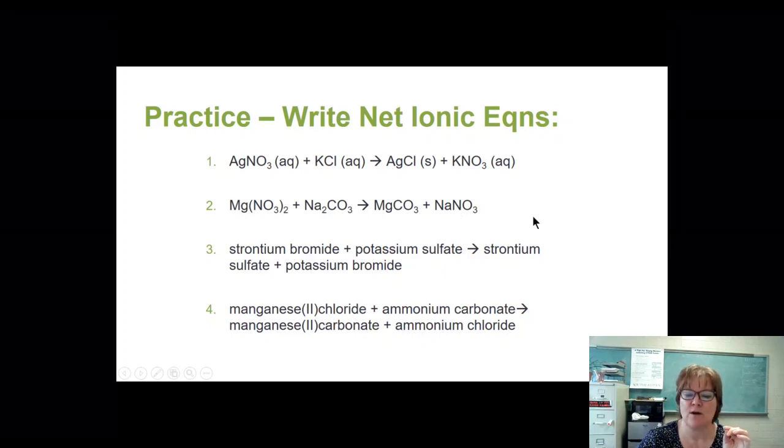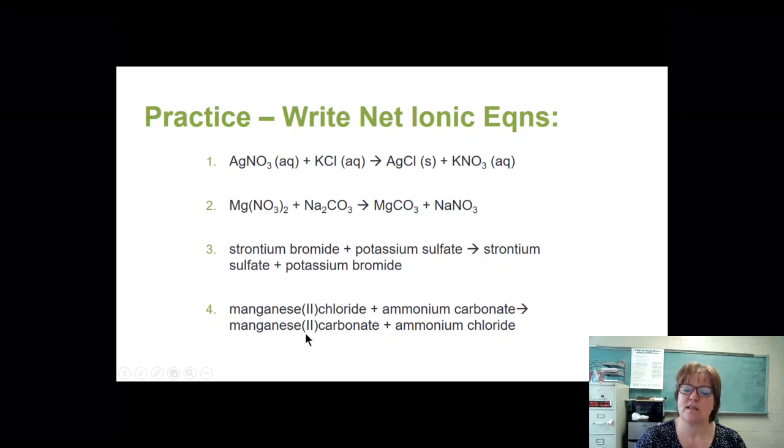Note that here I don't have states on them. I'm going to have to figure out which ones are the aqueous ones, which ones are the solid one. Here, I've kind of made it a little trickier. I've now given you names, so you have to convert the names into chemical formulas and then determine which ones are solids and which ones are aqueous, and then write the net ionic equation.